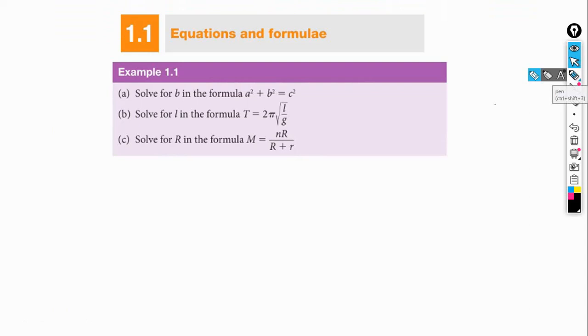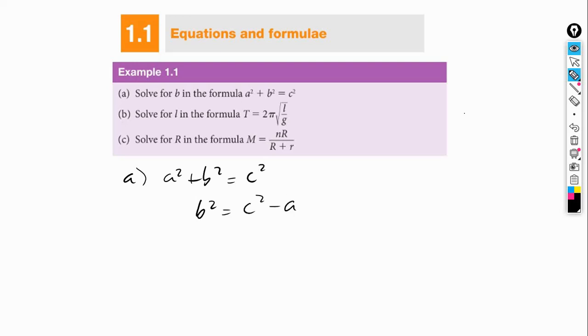Part A, it says solve for b in the formula. So the formula, a squared plus b squared equals c squared. Then we can say that b squared is equal to c squared minus a squared. Therefore, b is equal to plus minus square root of c squared minus a squared.